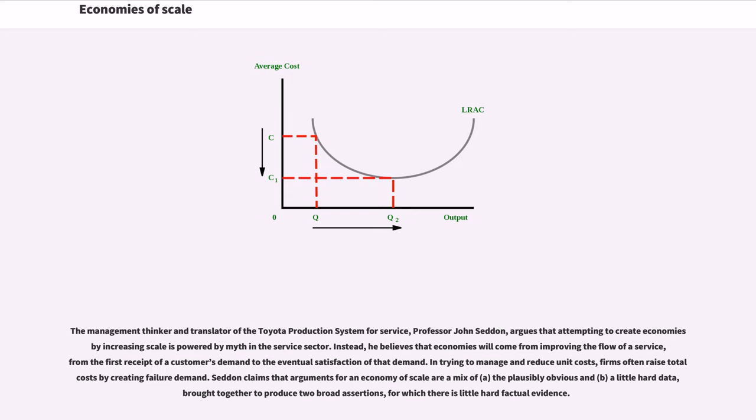The management thinker and translator of the Toyota Production System for Service, Professor John Seddon, argues that attempting to create economies by increasing scale is powered by myth in the service sector. Instead, he believes that economies will come from improving the flow of a service, from the first receipt of a customer's demand to the eventual satisfaction of that demand. In trying to manage and reduce unit costs, firms often raise total costs by creating failure demand. Seddon claims that arguments for an economy of scale are a mix of a) the plausibly obvious and b) a little hard data, brought together to produce two broad assertions, for which there is little hard factual evidence.